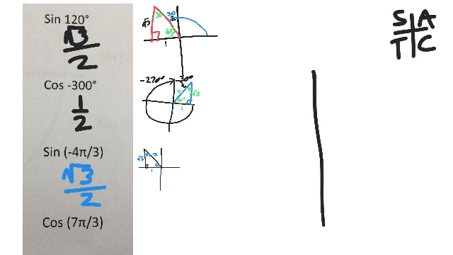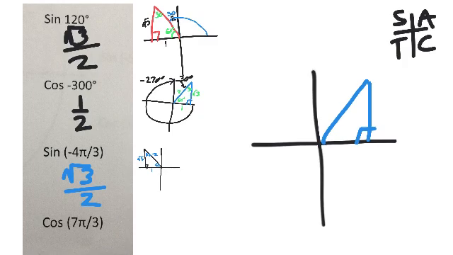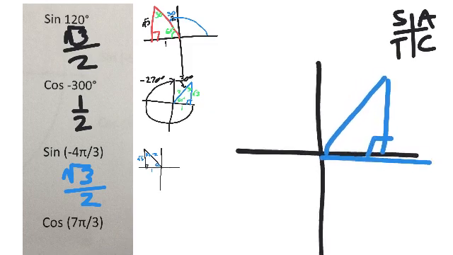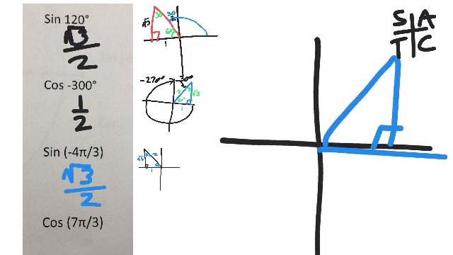Okay, and then the last one here is cosine of 7 pi over 3. So I know 6 pi over 3 is a full revolution. That would be 2 pi. So 7 pi over 3 is just one more 60-degree rotation. So since 2 pi put me back here, or 6 pi over 3, then I rotated another pi over 3 to get here, which means my central angle is 60. Which means this one's 30.